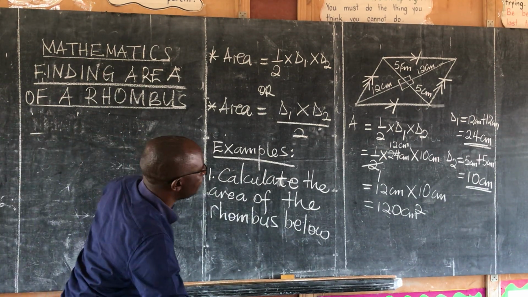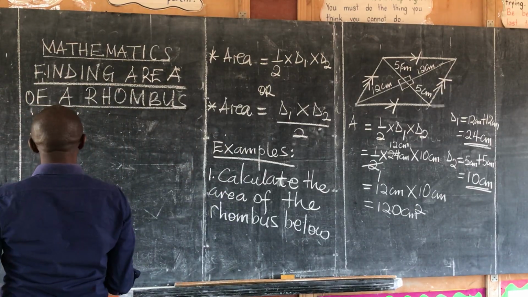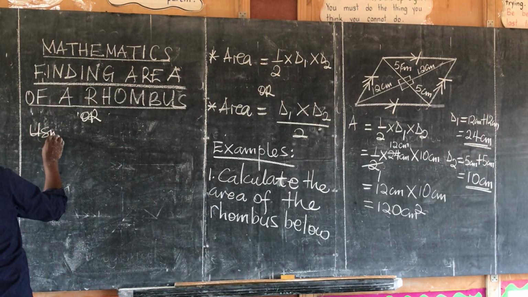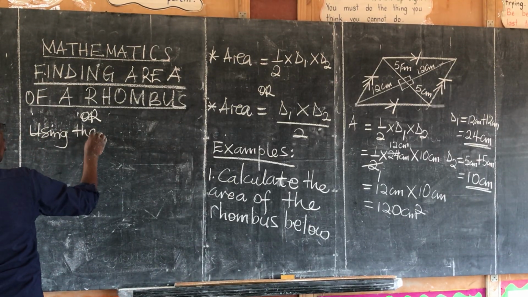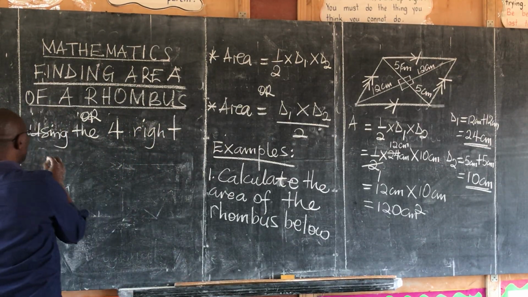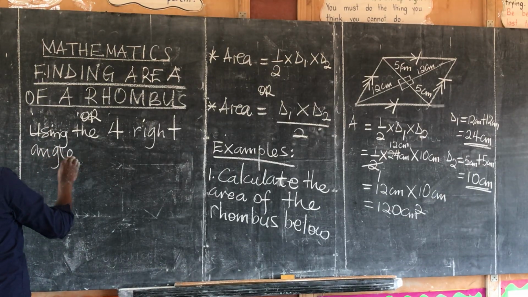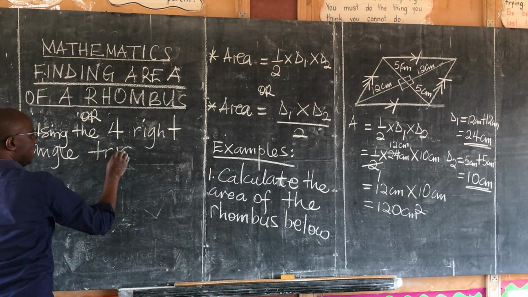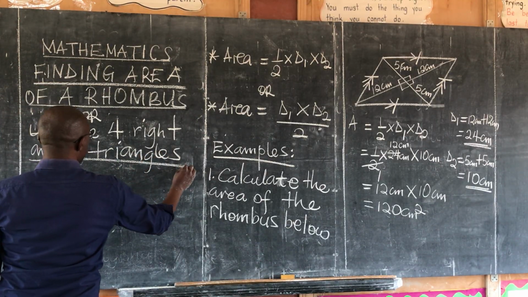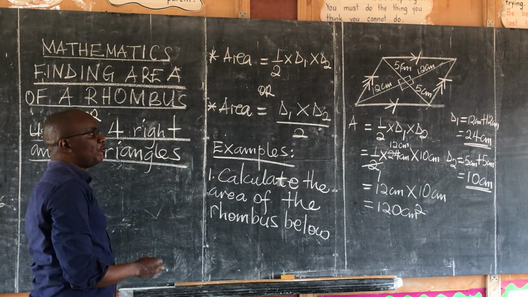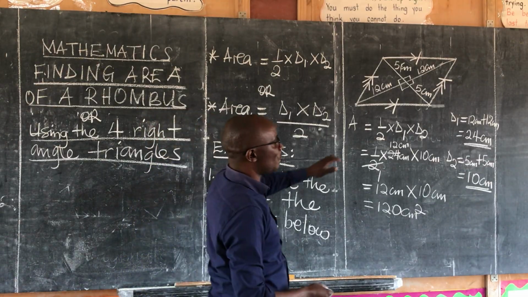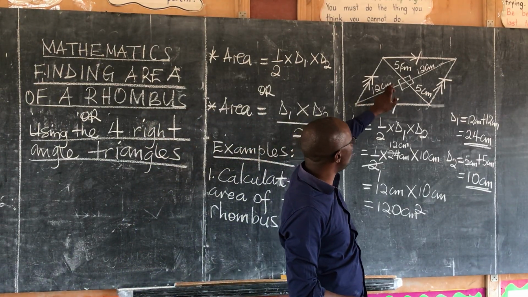A second alternative, a second method, is now using the 4 right angled triangles. We can also find the area using the 4 right angled triangles. Those are the ones that are formed when the diagonals bisect each other. They end up forming 4 right angled triangles.